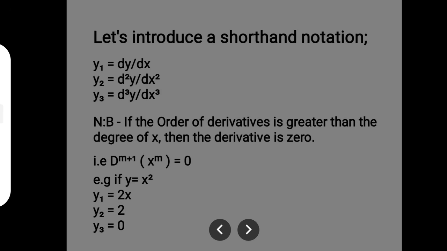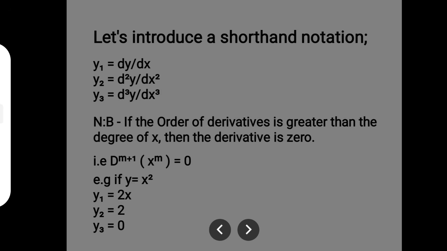So let's introduce a short notation where y subscript 1 will be representing dy/ds, which is the first derivative of y. y subscript 2 is equal to what? d squared y over ds squared, that is the second derivative of y. And y subscript 3 is equal to d cubed y over ds cubed. Note that if the order of derivatives is greater than the degree of s, then the derivative is 0.